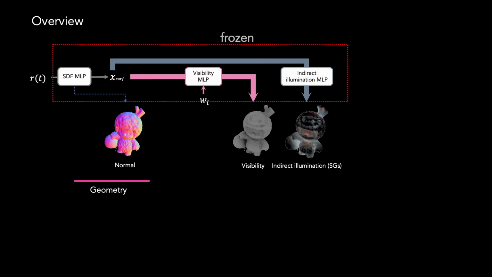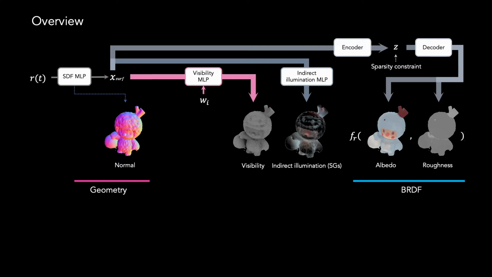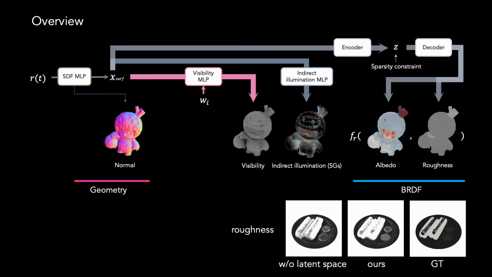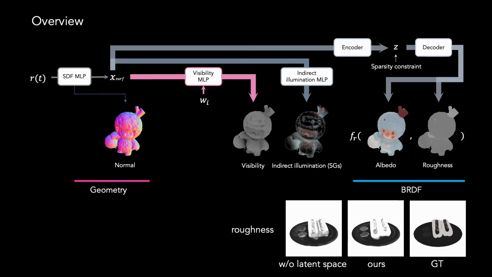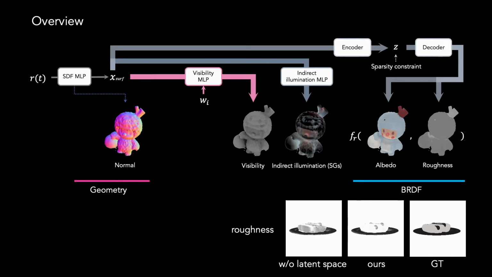To reduce the ambiguity of disentangling BRDF and incident light, we introduce a prior that a real-world object should consist of limited types of materials. This prior is imposed by representing SVBRDF as an encoder-decoder with a sparse latent space. Without this latent space, optimizing each surface point independently would yield noisy roughness.